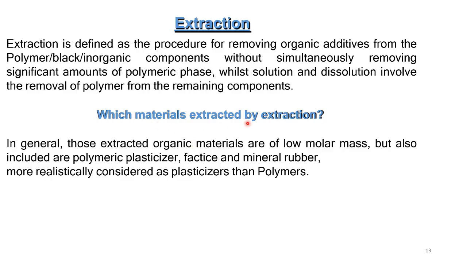So which materials are extracted by extraction? In general, those extracted organic materials are of lower molar mass, but they also include polymeric plasticizers, factice, and mineral rubber, more realistically considered as plasticizers than polymers. So these are normally the additives which can be extracted with the help of the extraction process.